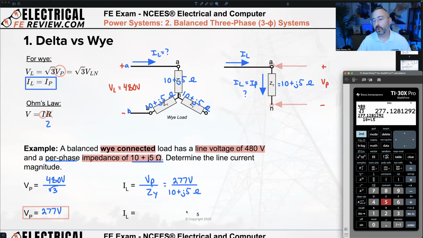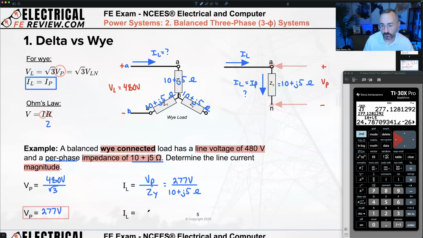Now I'm in polar mode, right? We talked about that last week. I like to stay in polar mode. So this calculator is going to give me an answer in both magnitude and angle when I hit enter. It gives me a complex number, but I'm really only concerned with the magnitude. So I'm ignoring this negative 26.5 degrees. My final answer is going to be a line current magnitude of 24.8 amps.